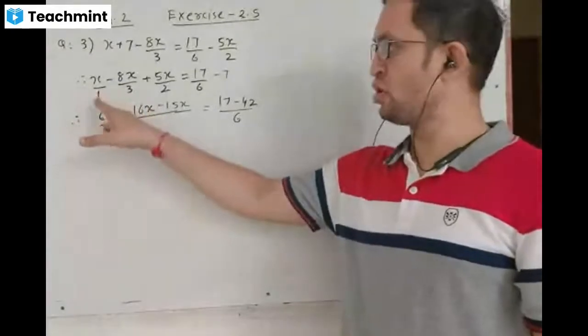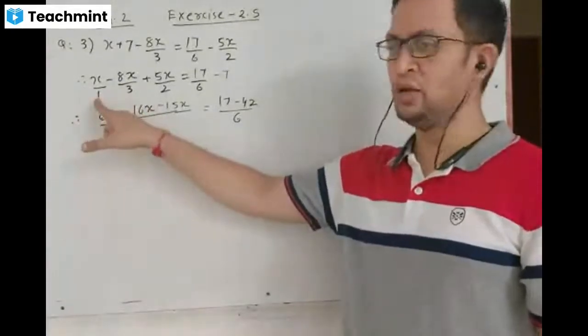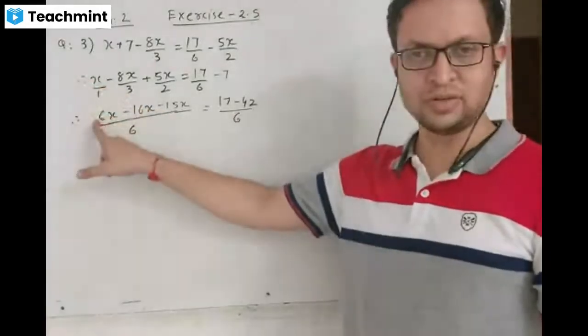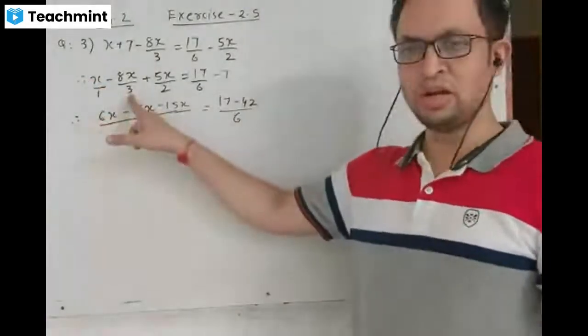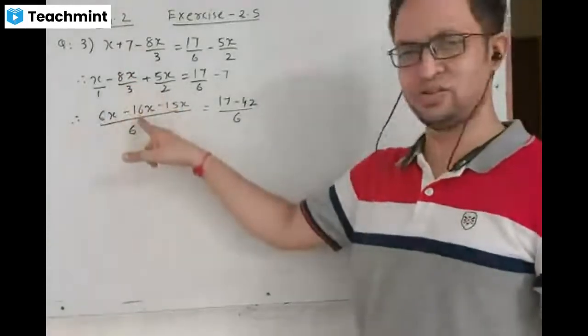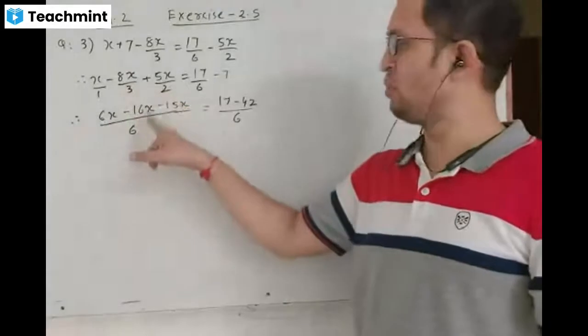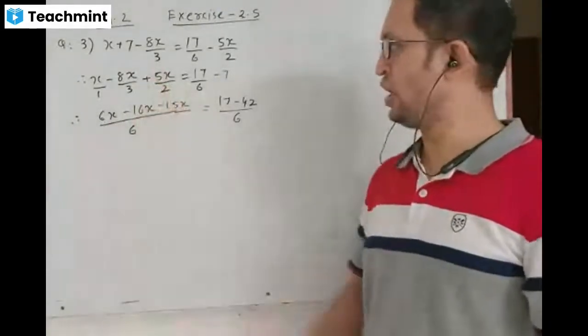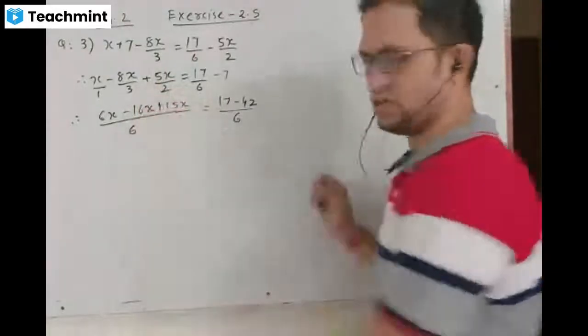इसके डिनोमिनेटर में 1 को किससे मल्टीप्लाई करेंगे 6 आएगा, तो 6 को ऊपर भी मल्टीप्लाई करना पड़ेगा. दैट मीन 6x. 3 को किससे मल्टीप्लाई करेंगे तो 6 आएगा 2. तो 2 8 जा 16 है और 2 को किससे मल्टीप्लाई करेंगे तो 6 आएगा 3. तो 3 5 जा 15x और प्लस की साइन यहाँ पे प्लस.